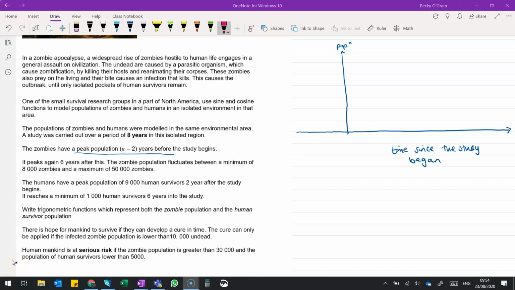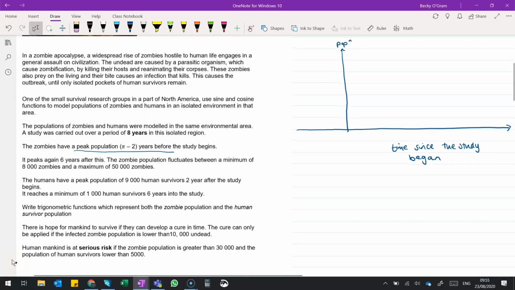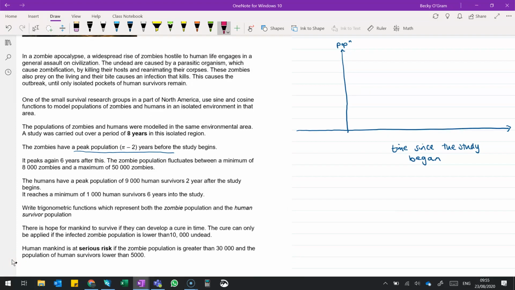I'm going to do the zombies in a kind of purpley color. So we've got their peak happens pi minus 2 years before the study. So pi minus 2 is just a number. 3.14 minus 2 would be 1.14, and that's before the study began. So this is pi minus 2, but on the negative side. So negative pi minus 2 is when we're going to have our big peak up here.